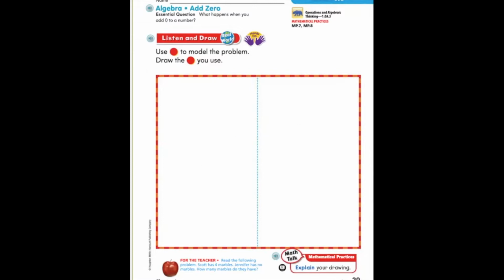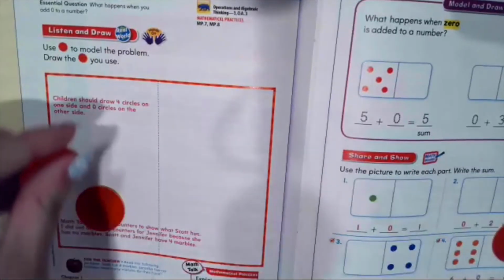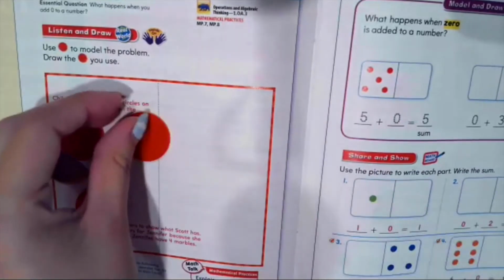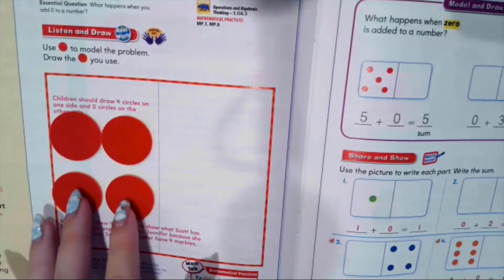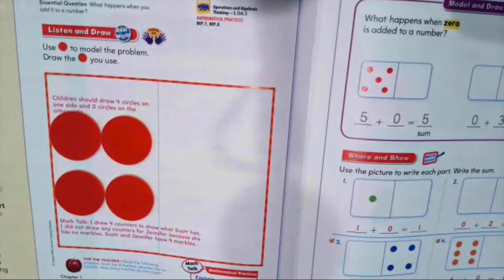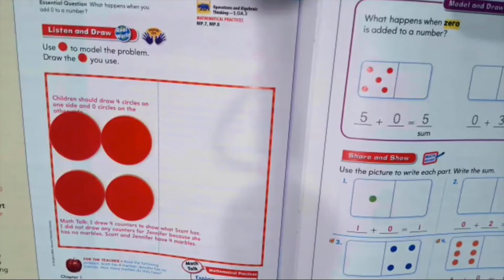Find your red counters. Since Scott has 4 marbles, we are going to show 1, 2, 3, 4 counters on the left side of our page. Now, do we need to show any marbles for Jennifer? You're probably saying, no, we don't need to show any marbles for Jennifer because she has no marbles. No marbles means 0. That means she has nothing.